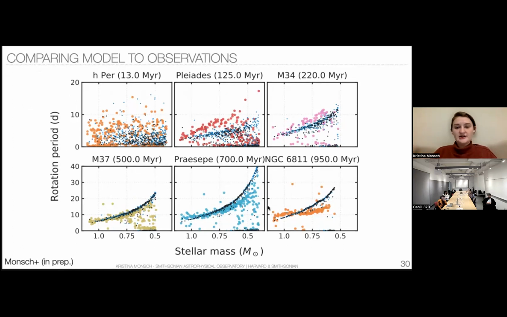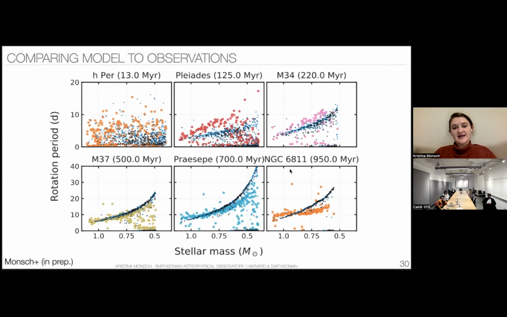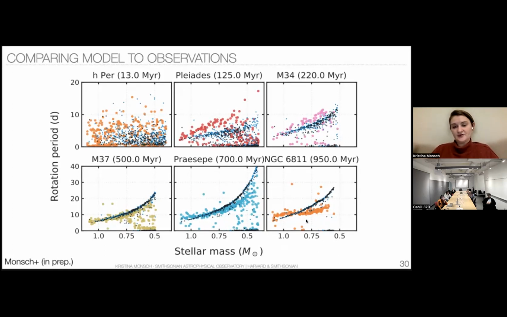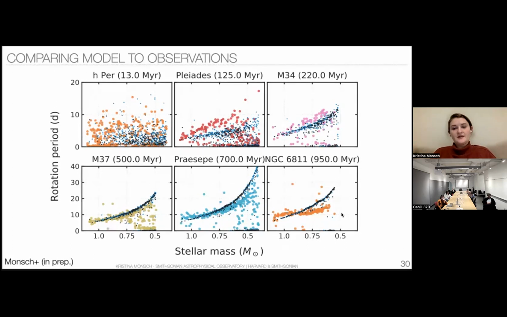details of this plot, especially, for example, if you go to NGC 6811, which is around 1 gigayear old, you see that our model does a quite poor job in reproducing this low rotator sequence, while for M37, for example, it fits basically perfectly. And this is the so-called stalling that has been recently observed, but it's not clear yet what is producing the stalling of low mass stars. So why do these stars tend to slow down more slowly than what we would expect from spin-down models.